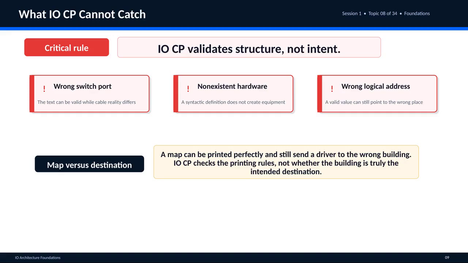IOCP checks structure, not intent. Imagine a delivery address that is typed in a perfect format, but belongs to the wrong house. The delivery system may accept it because the address looks valid, but the package still goes to the wrong place. IOCP has the same limitation. It cannot know whether a link address truly reaches the storage system you intended, whether a switch port is connected as planned, or whether a valid logical value points to the correct real destination. That is why IOCP is necessary, but not sufficient.